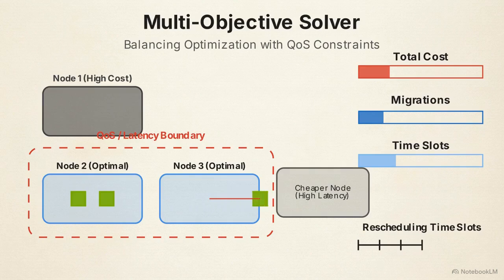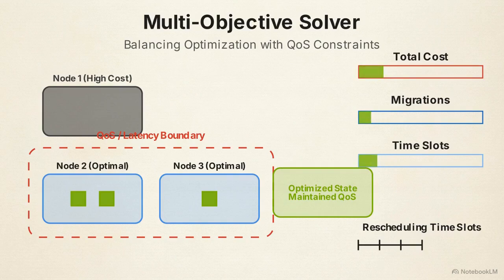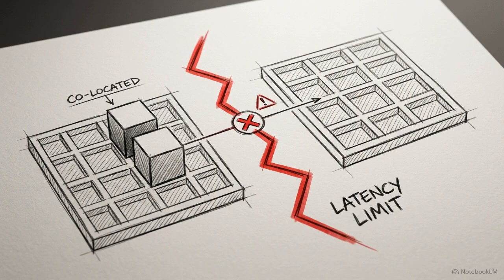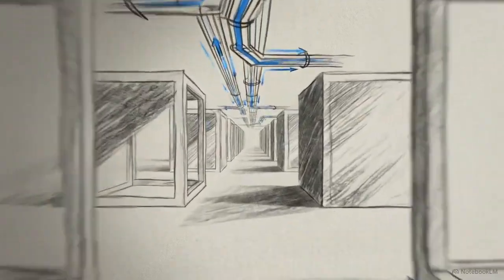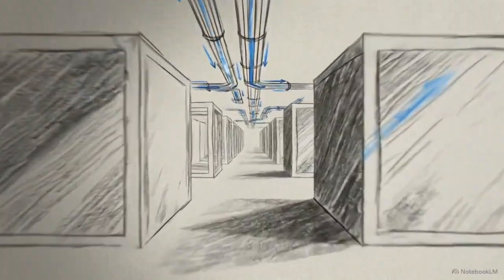All 3 of these objectives are restricted by an absolute limit: quality of service, specifically network latency boundaries. Quality of service represents the guaranteed performance metrics that an application must maintain to function properly. Co-location rules act as rigid, hard constraints. Microservices that must communicate rapidly are strictly forbidden from being placed in different geographic cloud regions, regardless of potential cost savings. The algorithm reduces the cloud bill and limits moving parts, all while strictly adhering to the hard limits of network physics.